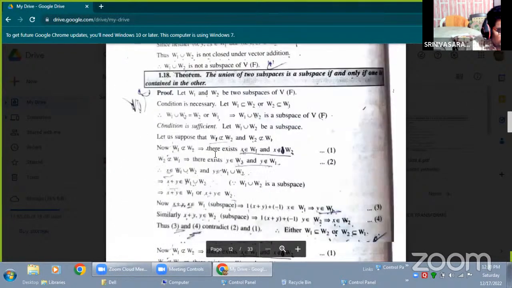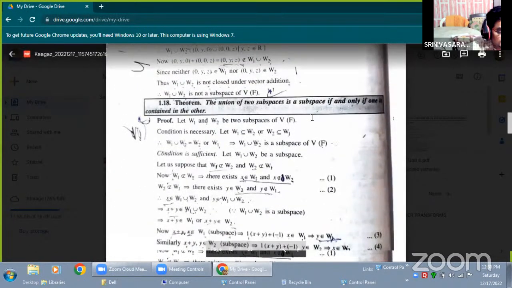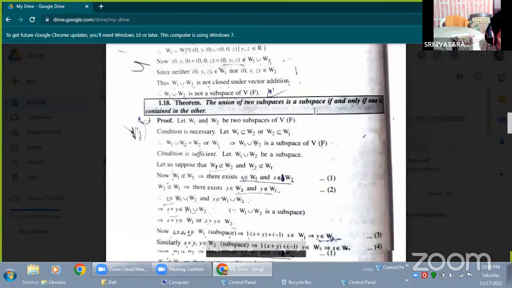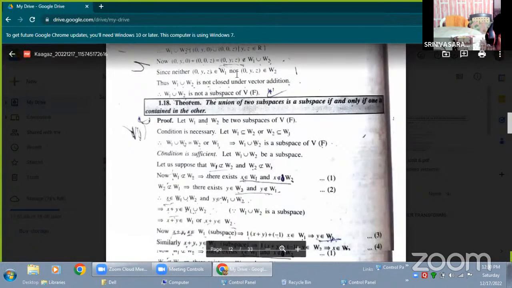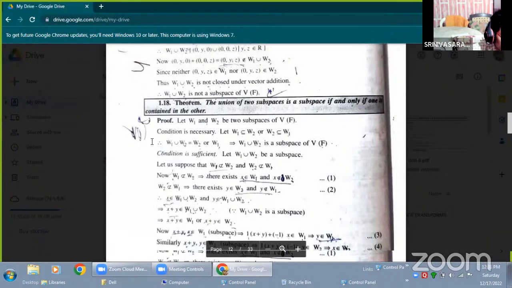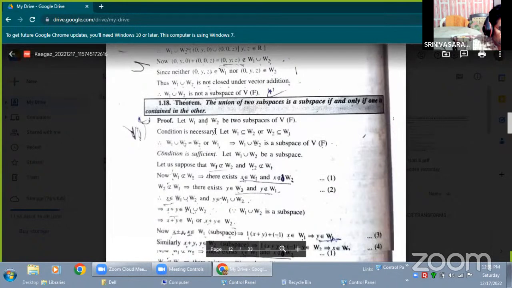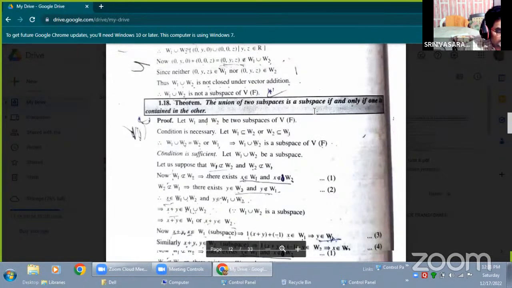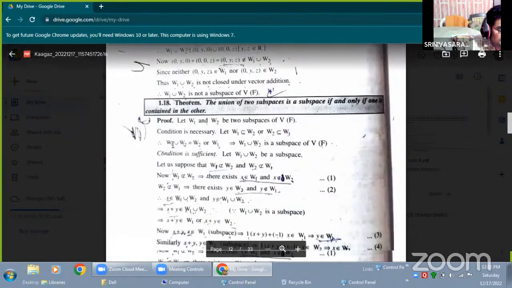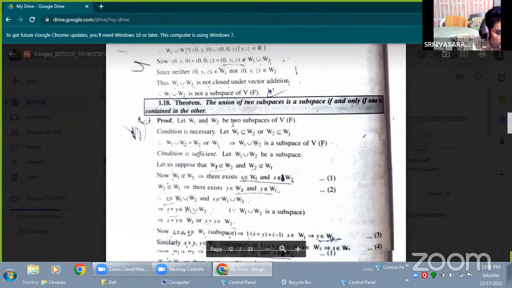Now, in the same manner, the union of any two subspaces may not be a subspace. That is one of the examples. But here, the theorem is: the union of any two subspaces is a subspace if and only if one is contained in the other. Suppose W1 and W2 are any two subspaces of a vector space.